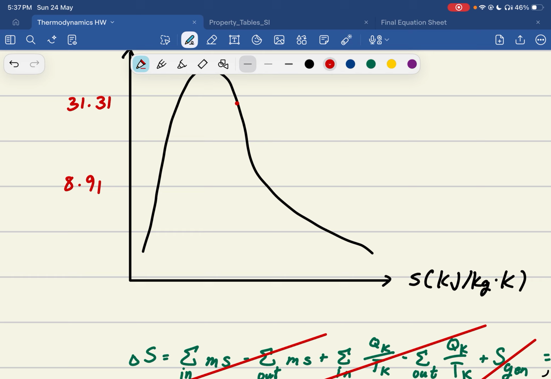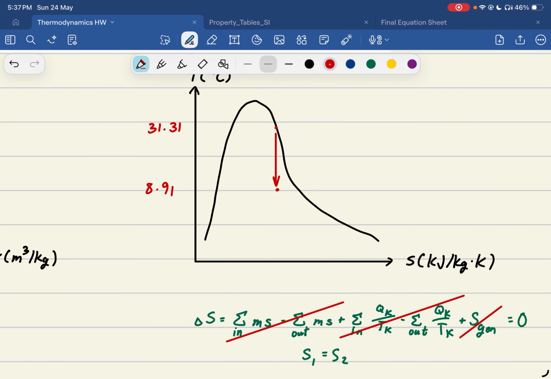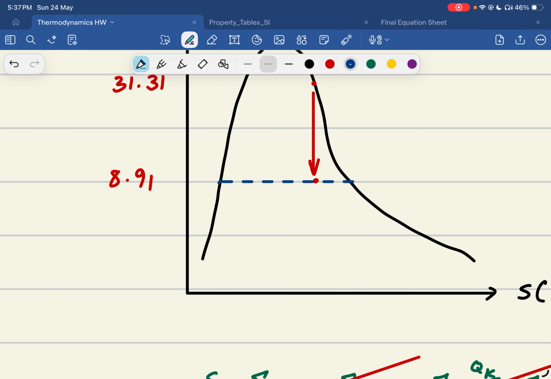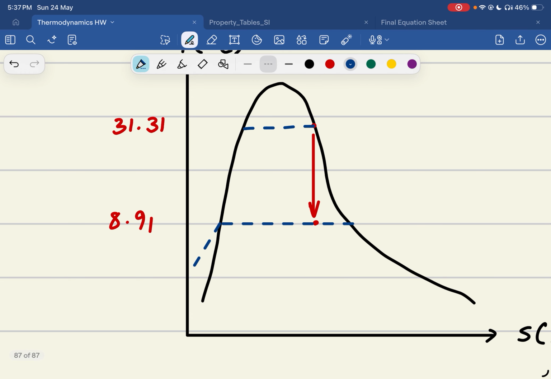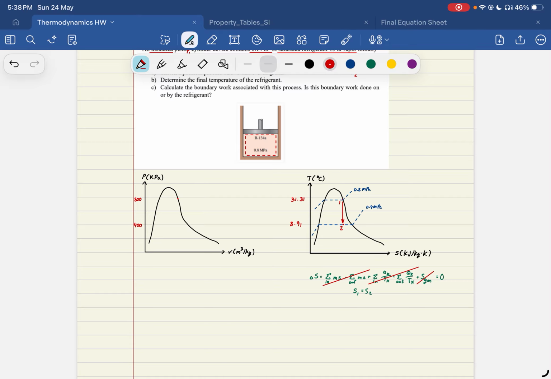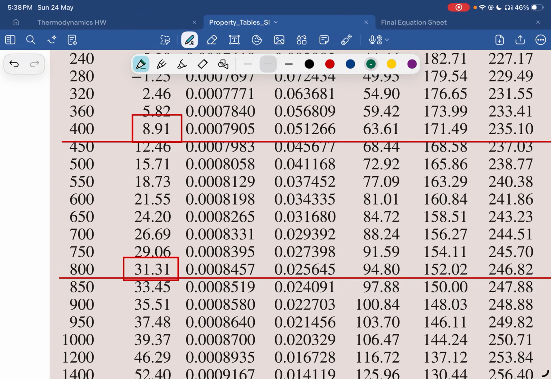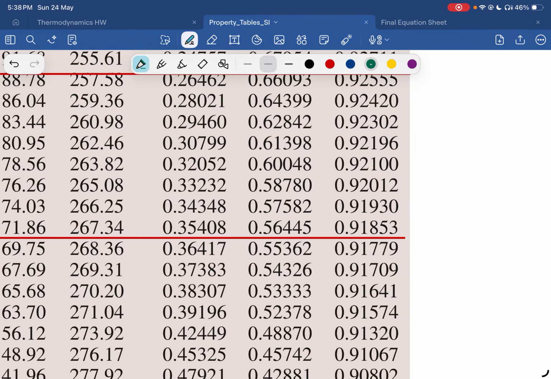So for our TS diagram, we know that it is just a straight line down. We can label our pressures to be equal: this is 0.8 megapascal, 0.4 megapascal. This is state 1, this is state 2. Okay, so we can find our value for S1, the specific one. It is vapor, so it's 0.98.